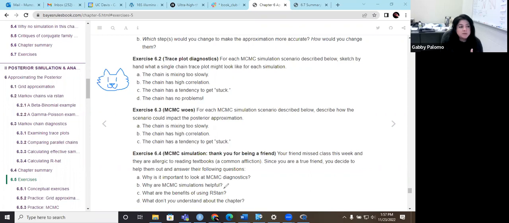Why is it important to look at MCMC diagnostics? To see if there's autocorrelation in your values, to see if you achieved good mixing and convergence, right? Yeah. Anything else you want to add? Not really. Thank you.